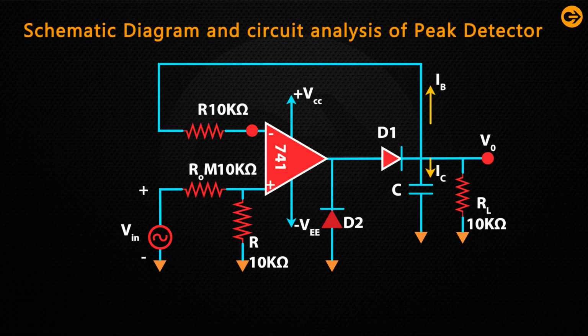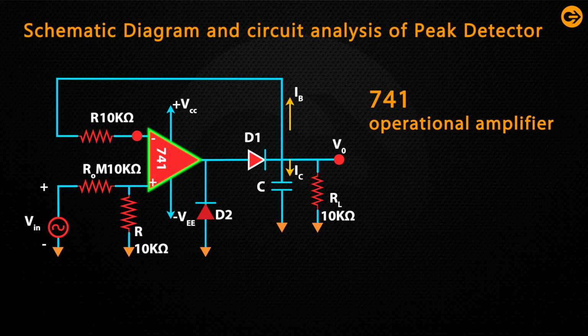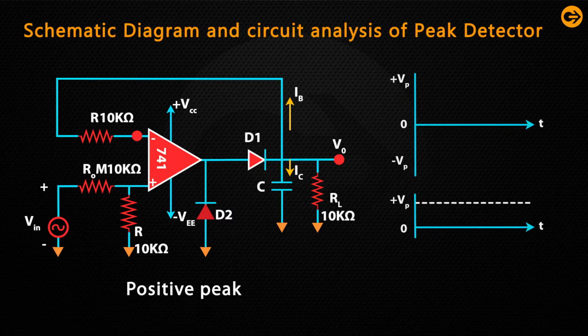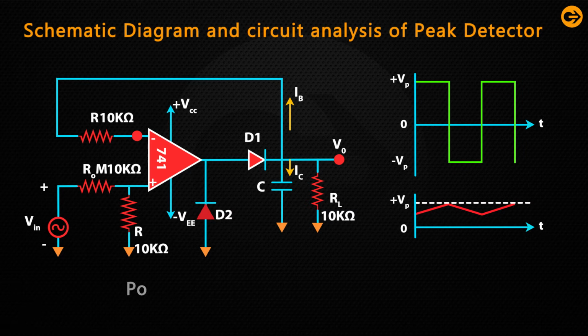The schematic circuit of a peak detector using 741 operational amplifier is displayed. It measures the positive peak values of the square wave input. During the positive half cycle of Vin, diode D1 is reverse biased and voltage across C is retained. The only discharge path for C is through RL, since the input bias current IB is negligible.